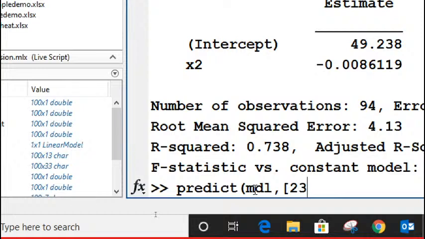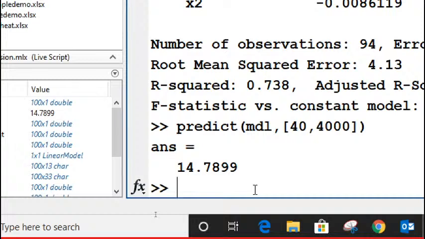Let's say acceleration is 40, and weight is, let's say, 4000. And I want to predict what will be the mileage of my car on these two inputs. I got 14.7899, but I said acceleration is removed.